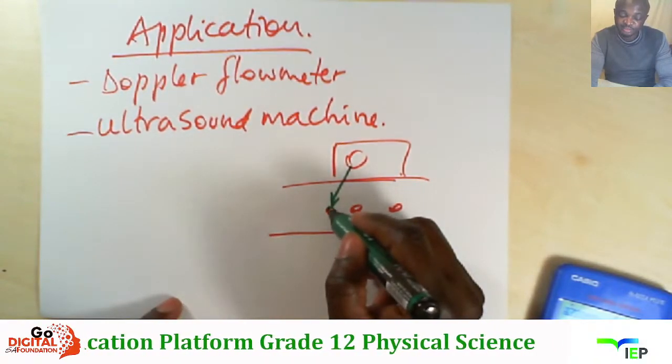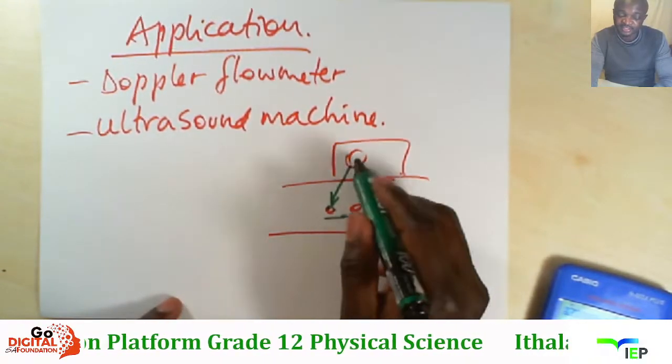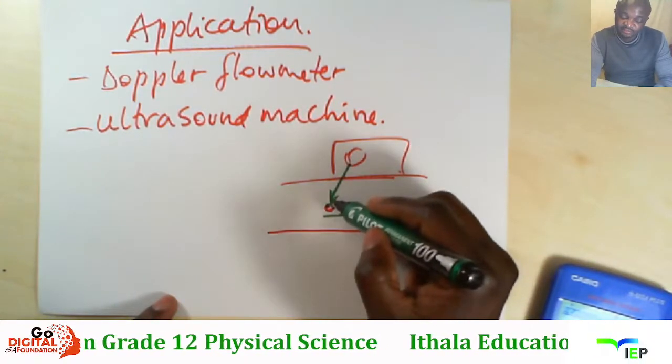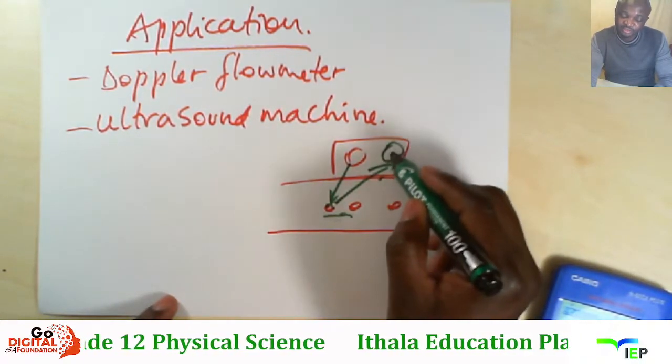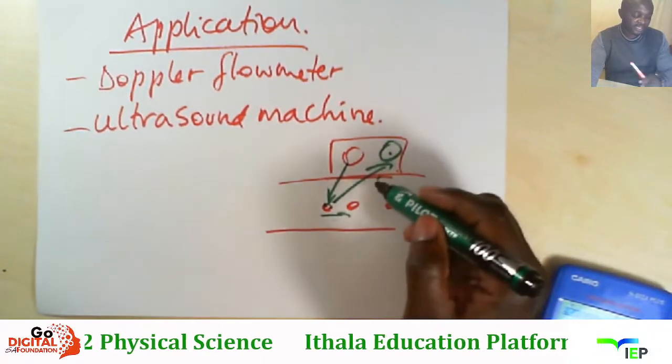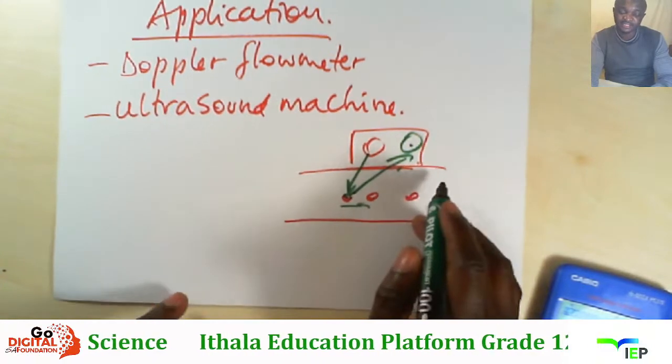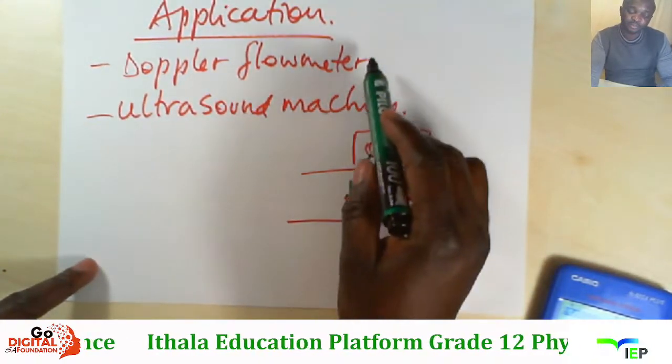A blood cell is not stationary, it moves. As it moves there is a relative motion, which means the sound is reflected. When it reflects it is collected here, so they get that difference and calculate the speed of the blood cell. That is a Doppler flow meter.